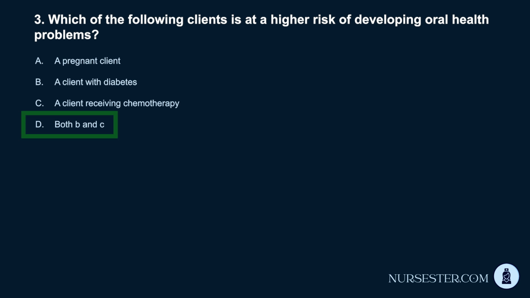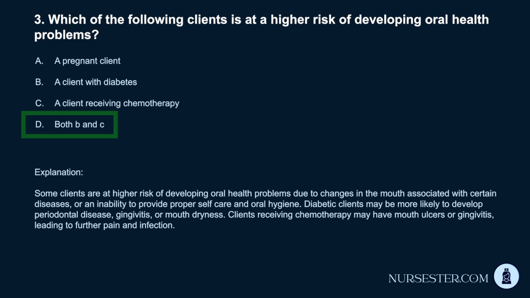Both B and C. Some clients are at higher risk of developing oral health problems due to changes in the mouth associated with certain diseases, or an inability to provide proper self-care and oral hygiene. Diabetic clients may be more likely to develop periodontal disease, gingivitis, or mouth dryness. Clients receiving chemotherapy may have mouth ulcers or gingivitis, leading to further pain and infection.